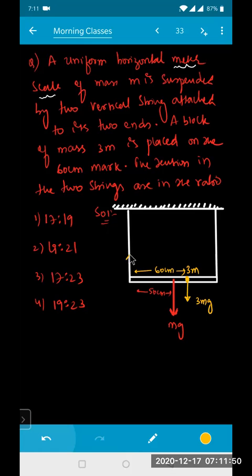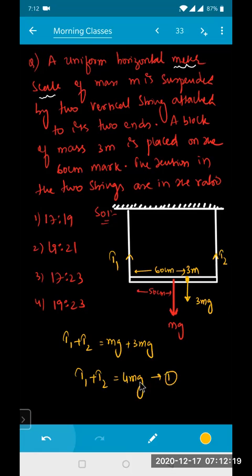Now see, the tension in this one will be T1 and the tension in this one will be T2. Now talk about vertical forces. 3mg and mg act downward, T1 plus T2 in the upward direction. So T1 plus T2 must be equal to mg plus 3mg. That means first the vertical forces must be balanced. So T1 plus T2 will be equal to 4mg. This is my equation number 1.